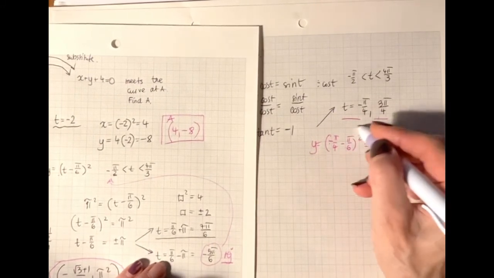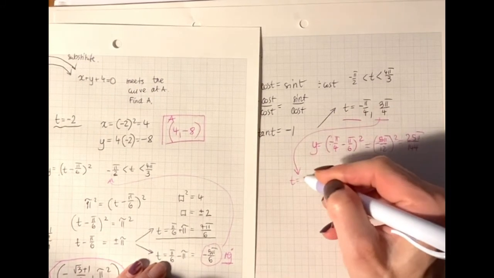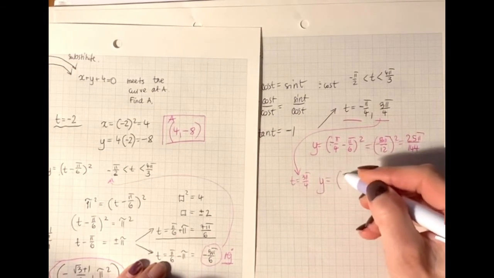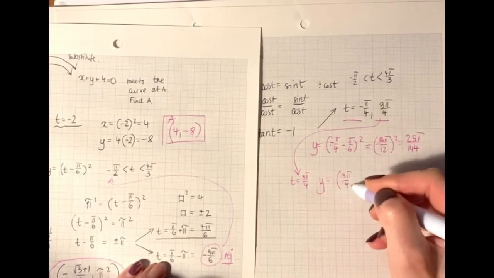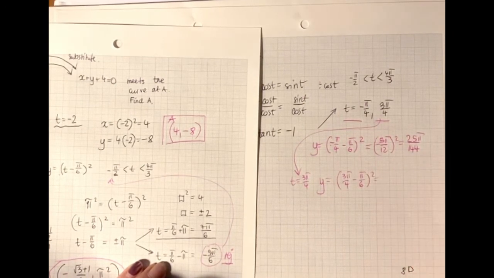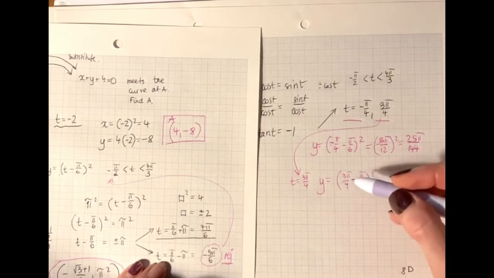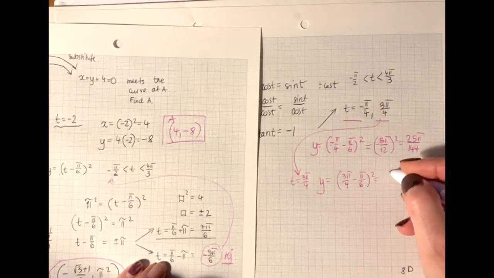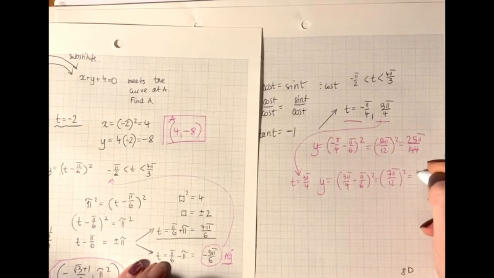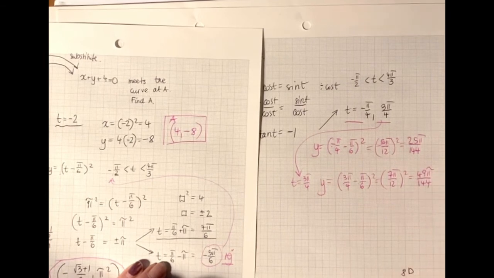And when t is equal to 3 pi over 4, the y-coordinate is going to be 3 pi over 4 minus pi over 6, squared. Again, let's change this into 12ths, so that's going to be 9 minus 2, 7 pi over 12 all squared, giving us 49 pi squared over 144.